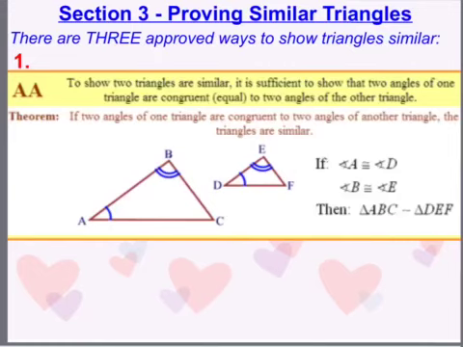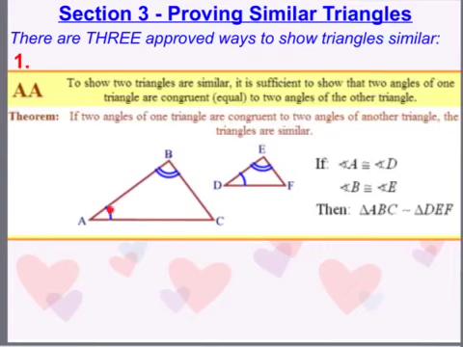To show 2 triangles are similar, it is sufficient to show that 2 angles of one triangle are congruent, or equal in measure. If 2 angles of one triangle are congruent to 2 angles of another triangle, then the triangles are similar.